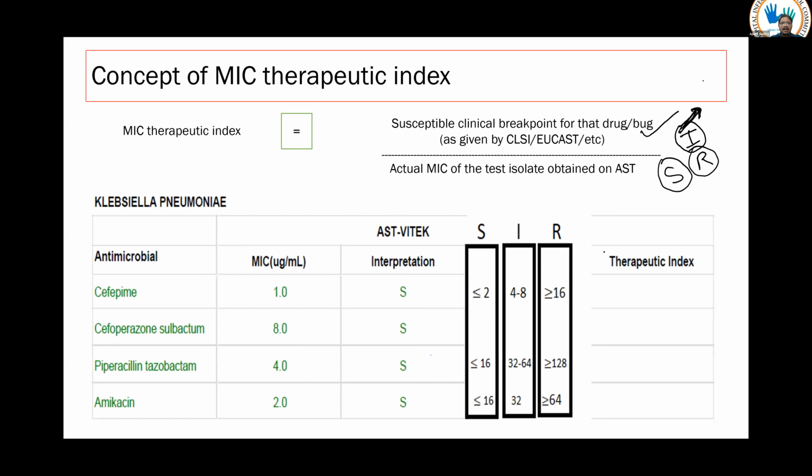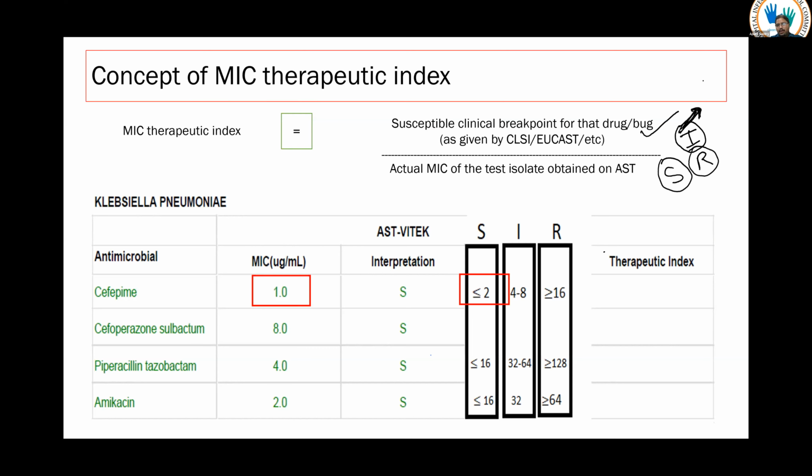So let's go with an example, the earlier examples I've already quoted. Suppose a scenario of a bloodstream infection where you have Klebsiella pneumoniae and a series of antibiotics: cefepime, Magnex, Piptaz, and amikacin. You have the reported MIC values, the interpretations, and the breakpoints. For cefepime, the MIC I've got is 1. The breakpoint says that 2 or less would be my susceptible strain.